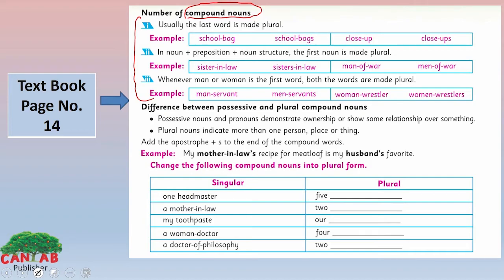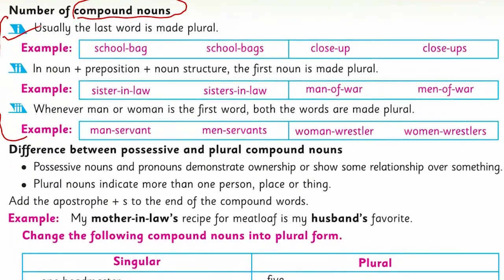Let's discuss the first one. Usually, the last word is made plural. In this compound noun, we have two nouns, school and bag. In this way of changing from singular to plural, we only add s to the last noun. School bag becomes school bags. We didn't change anything in school, but we added s to the last word, bag, to make it plural. Close-up and close-ups.